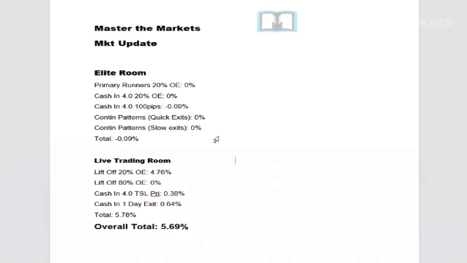So having a look at the Elite Room this week, we had primary runners with 0%, cash in 20% OE, no trades there, cash in 4%, 100 pips. We had a very small loss at 0.09%. No trades there on continuation patterns, quick exits, or continuation patterns, slow exits.